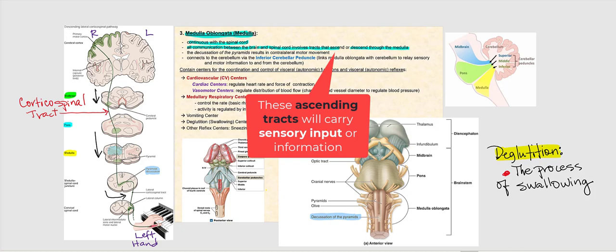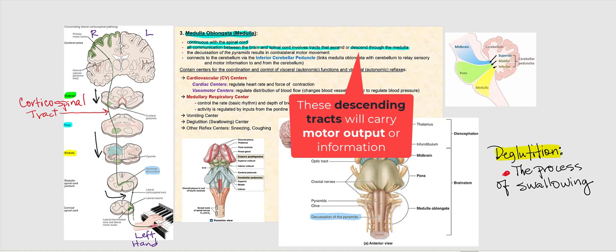Now, if we're looking at descending tracts, for example, descending tracts beginning at the cerebral cortex whose final destination is the spinal cord, well, these descending tracts will begin at the cerebral cortex, will then arrive at the midbrain, go through the pons, through the medulla, and then finally reach the destination of the spinal cord.